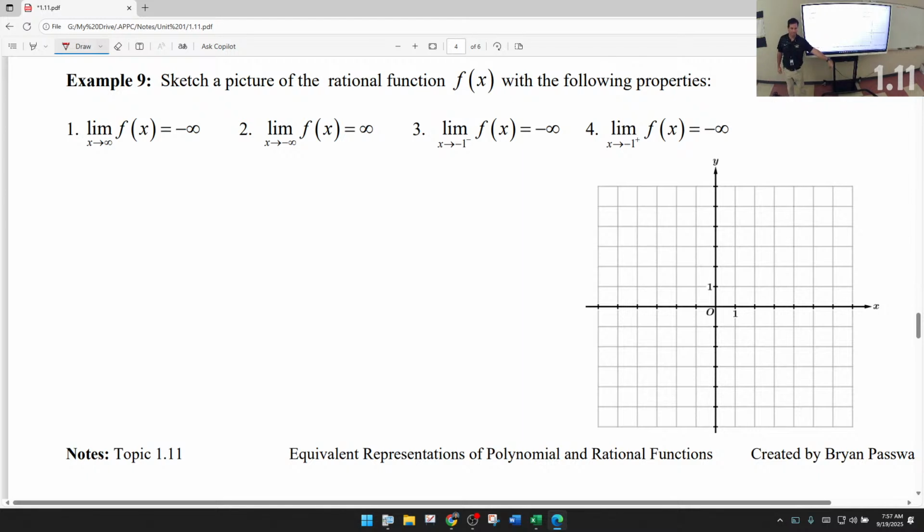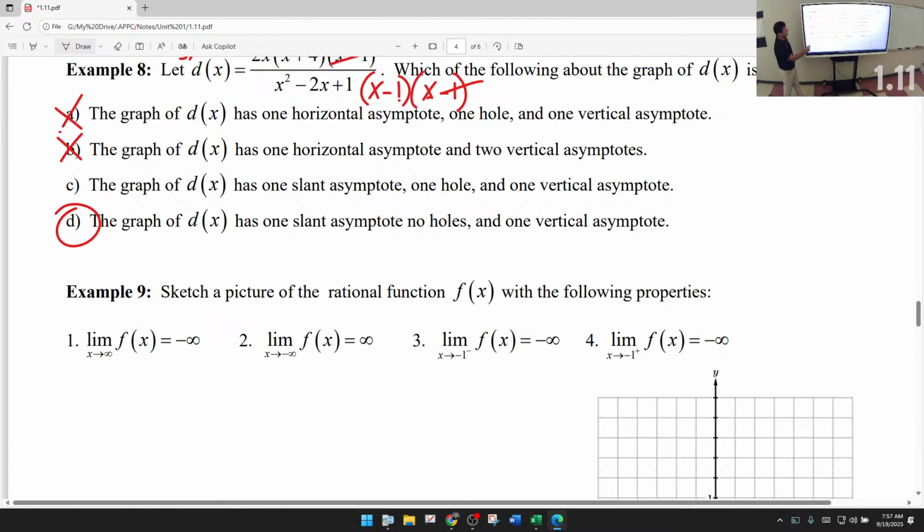I'm sorry, going back to example 8, you said that there can be a slant asymptote or a hole, not both. It can be a vertical or a hole. Yep. Let me rephrase that. You may have heard what I said and I said it wrong. It can have a hole and a vertical. It just can't have a hole where the vertical is. I said what I meant to say, I just said it wrong. You can have a hole and a vertical. You just can't have a hole where the vertical is.